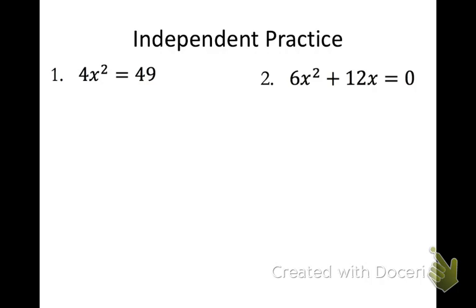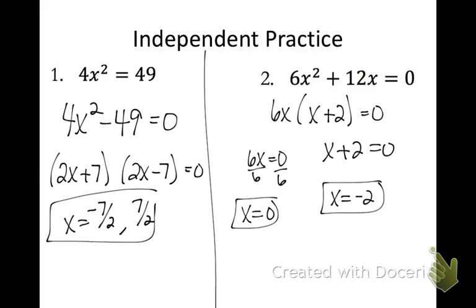Okay, I want you to pause your video now and try these two independent practice problems. Make sure that you factor and solve them. And then restart your video to see the answers.